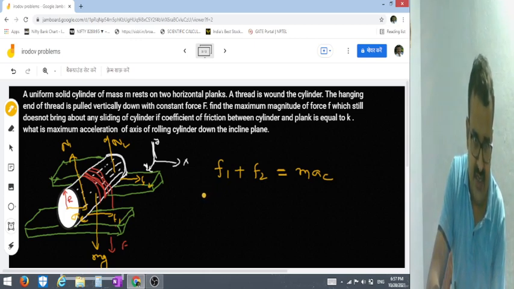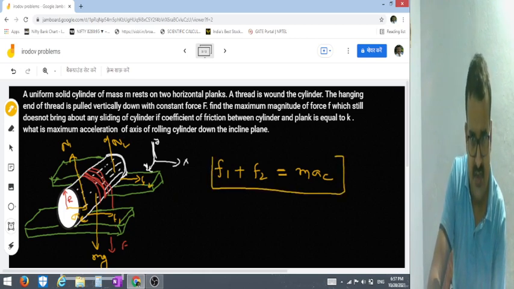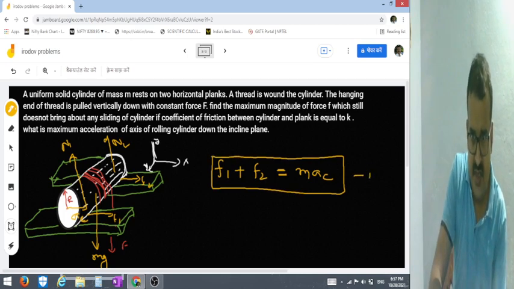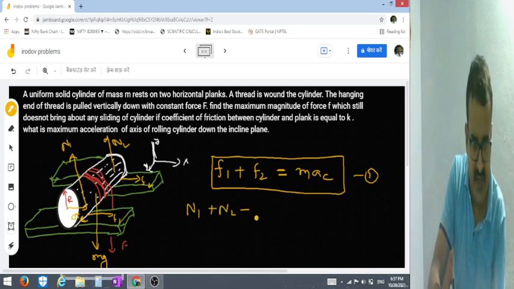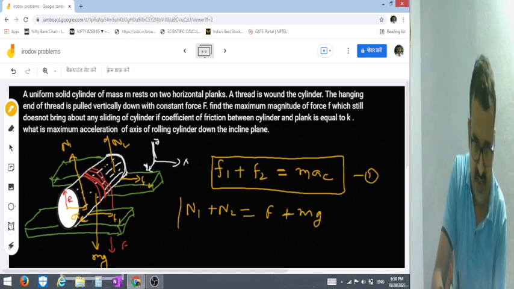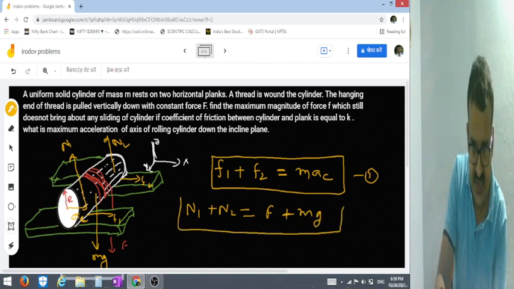This is equation number 1. Now if I consider the forces in the y direction, I can see that N1 plus N2 is equal to the force applied plus the weight of the cylinder. This is equation number 2.